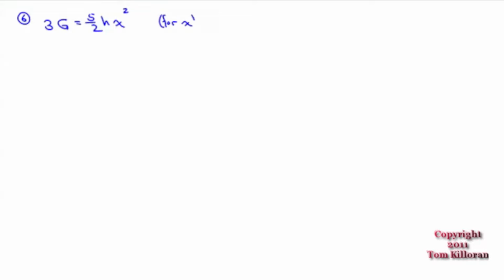So let's go through the simple stuff first. For instance, number 6 on page 451. I don't even know what this formula is, but 3G is equal to 5 halves hx squared. And here we're going to solve for x.